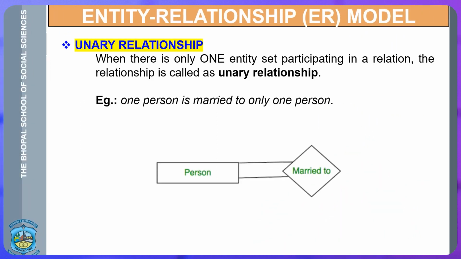For example, one person is married only to one person. Here the main entity is person and the relationship is married to, right. So, here since only one entity is involved, this is called a unary relationship.